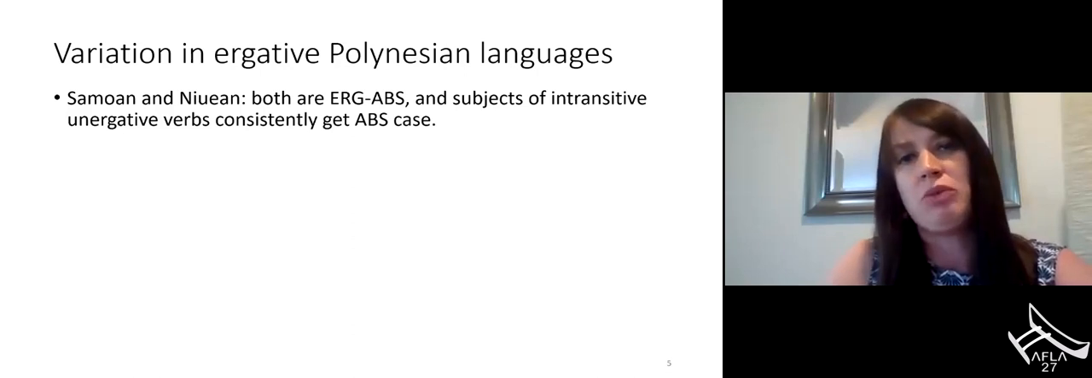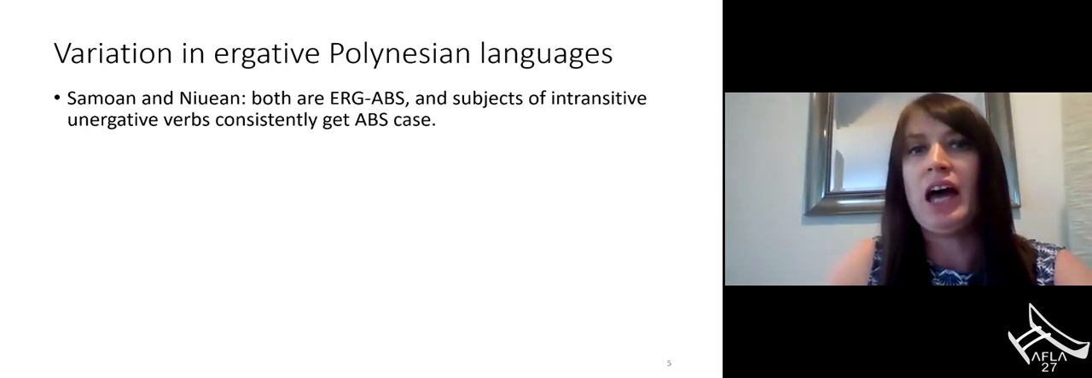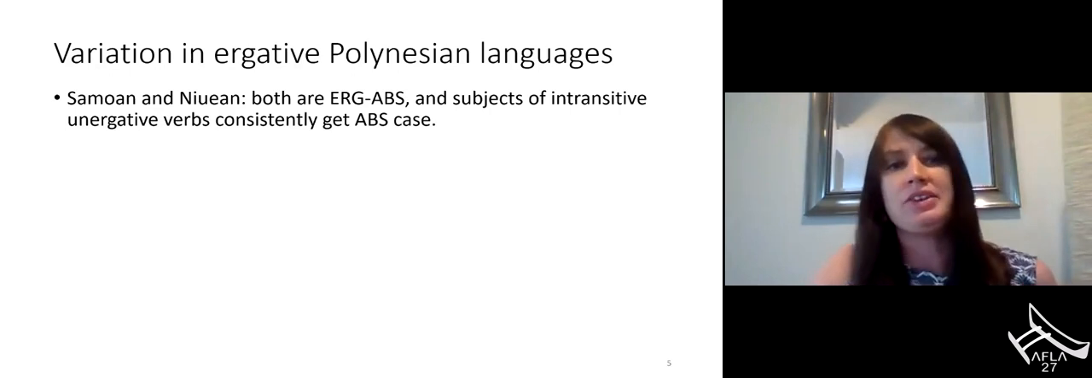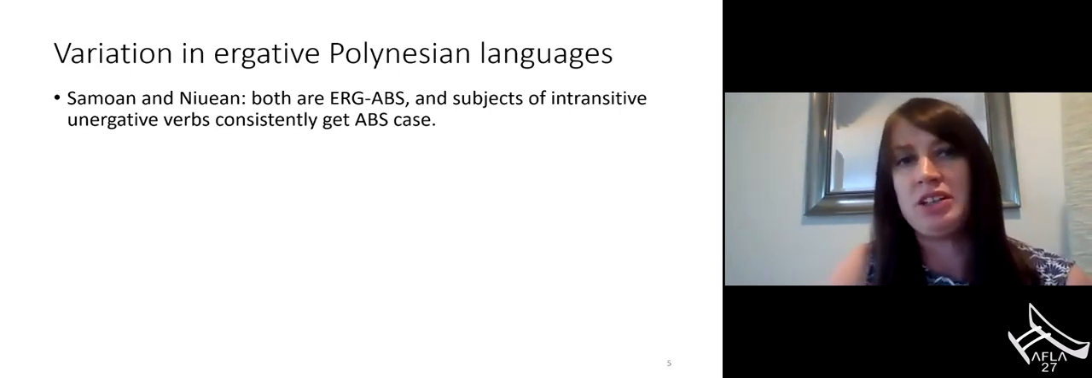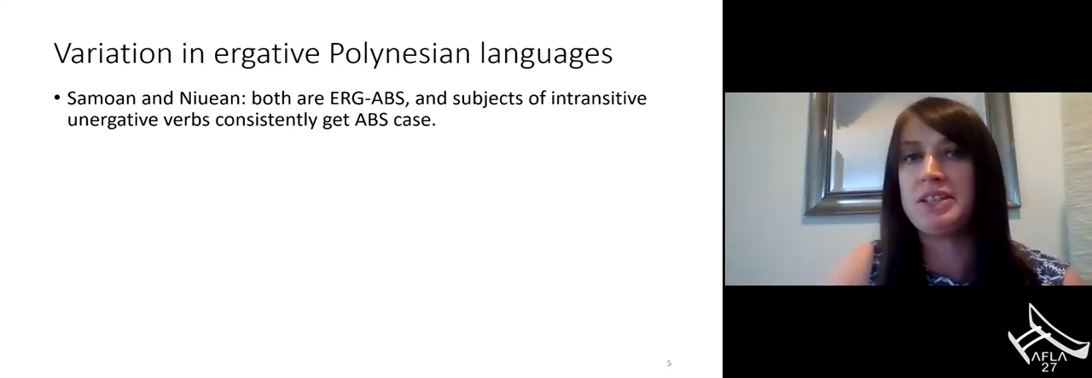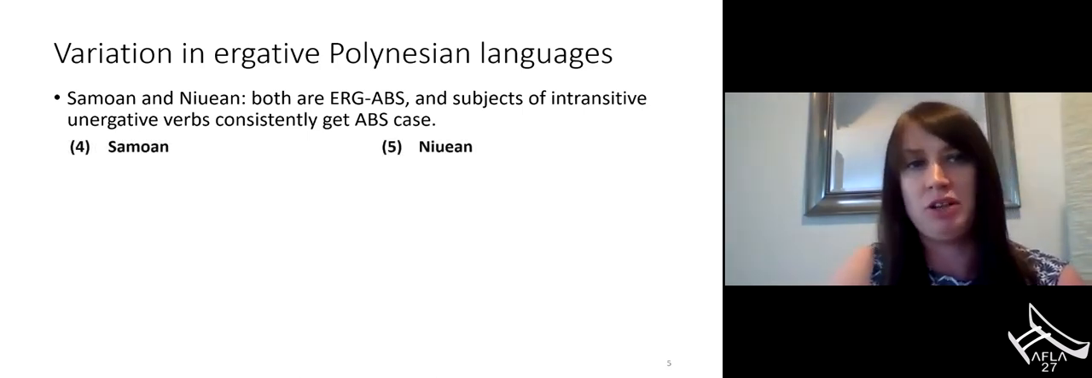Turning to ergative languages, we see more variation in what we can get. We're going to use the closely related Polynesian languages, Samoan and Niuean, as a window into investigating this variation. Samoan and Niuean are very interesting to compare because both of them have what we can straightforwardly think of as an ergative absolutive alignment, and subjects of intransitive and ergative verbs consistently get absolutive case. That's shown in 4 and 5.